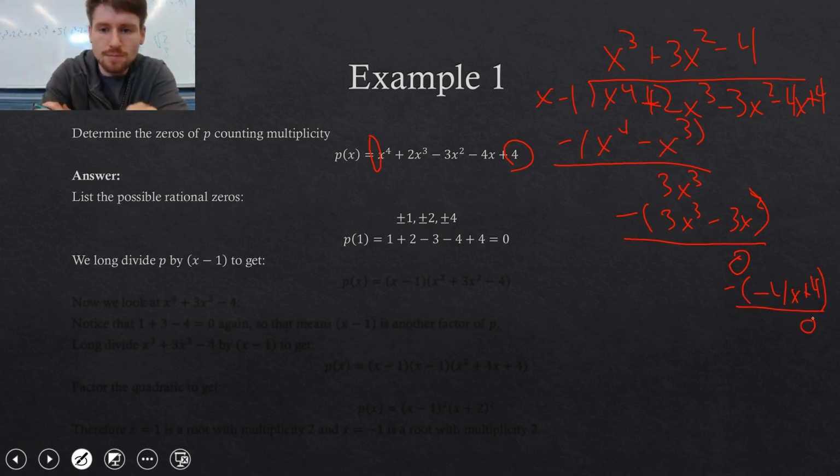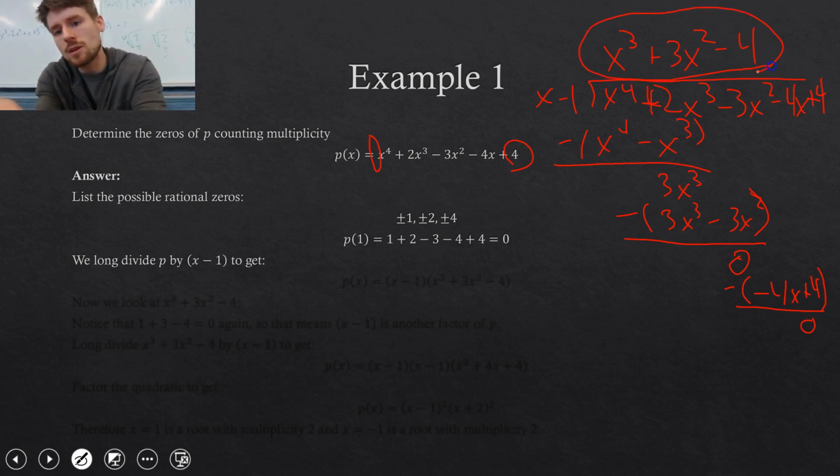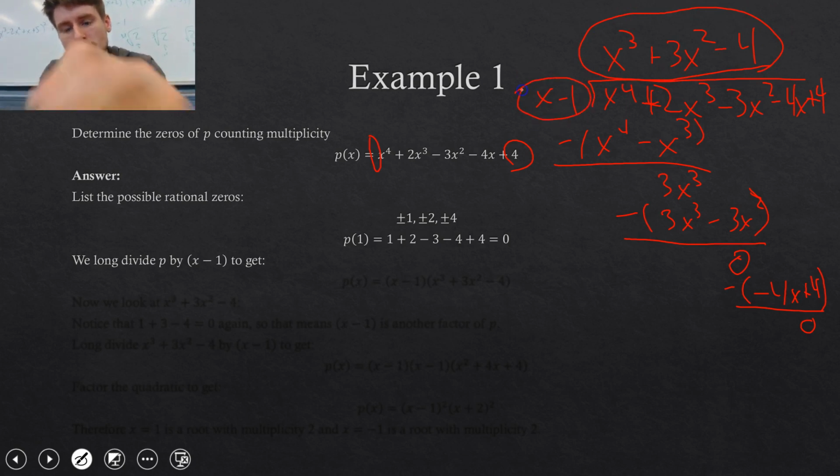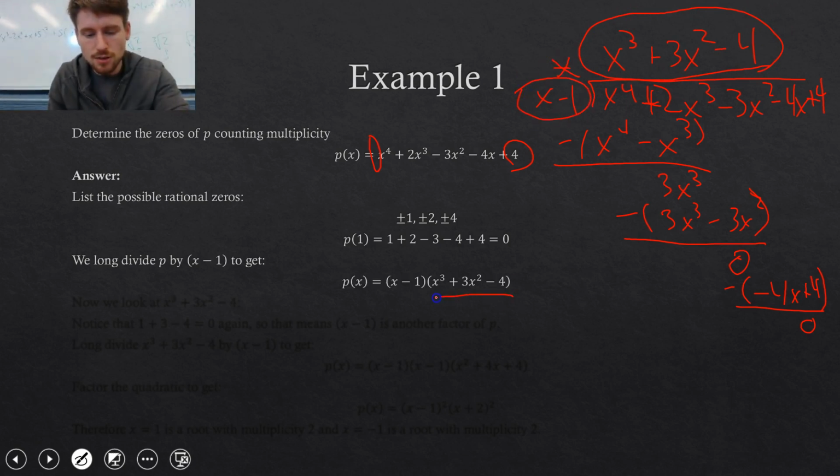Remainder. Okay, so that tells us that p equals (x cubed plus 3x squared minus 4) times (x minus 1). Right here. (x cubed plus 3x squared minus 4) times (x minus 1) is equal to that fourth degree polynomial we started with. We're getting simpler. Now we have a degree 3 to work with.